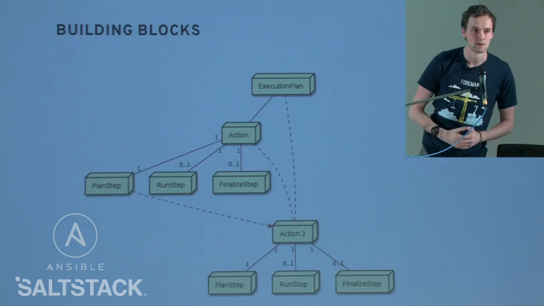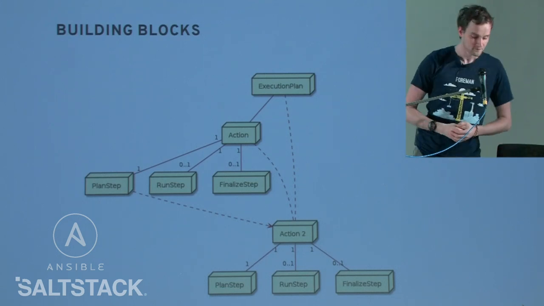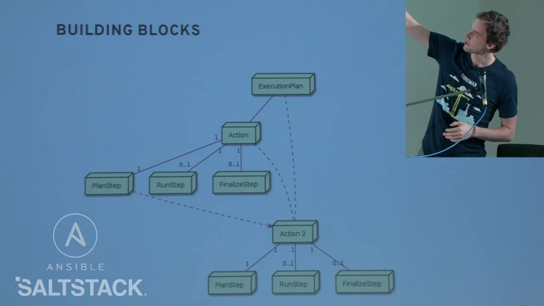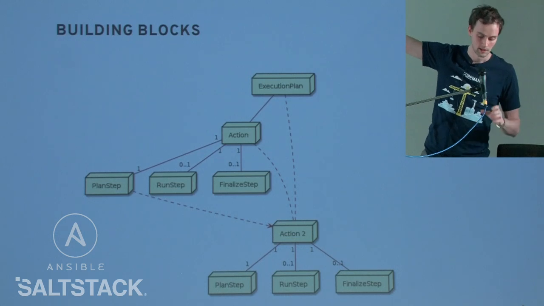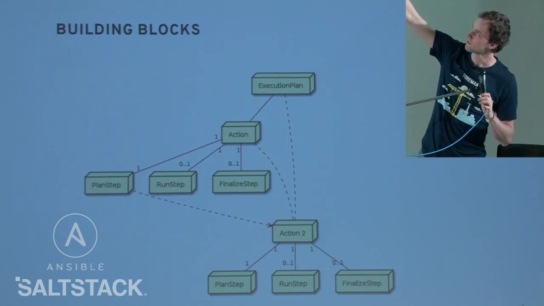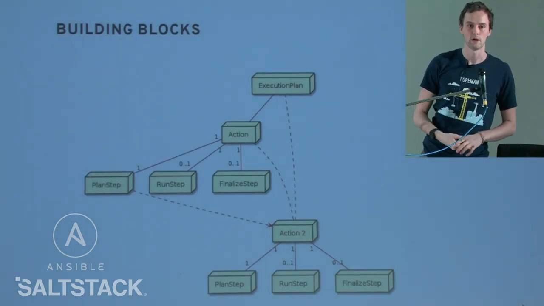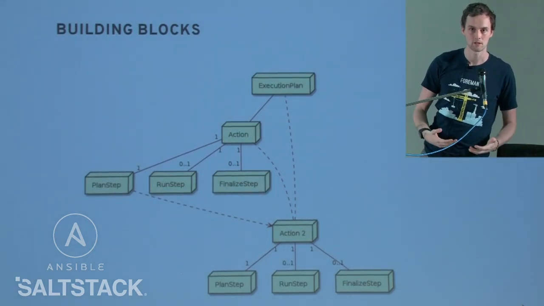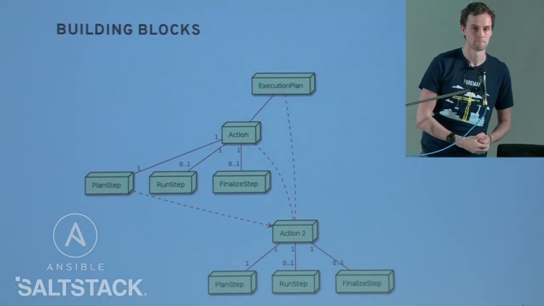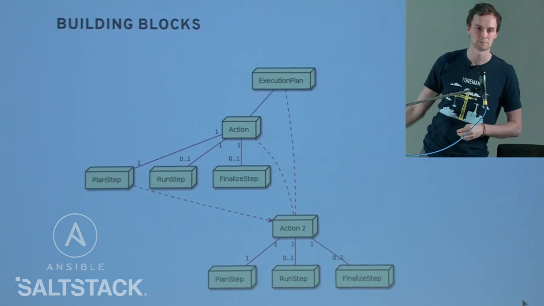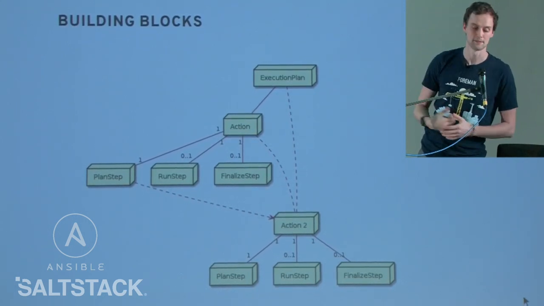So now the tricky part, the building blocks. Please ignore the action 2 and the plan, run step, and finalize step below it. Let's take a look at the action roughly in the center first. The core concept of Dynflow is an action. Action is a recipe how to do a single thing. It may be cloning a Git repository, running a command, building a Docker image, something like that.